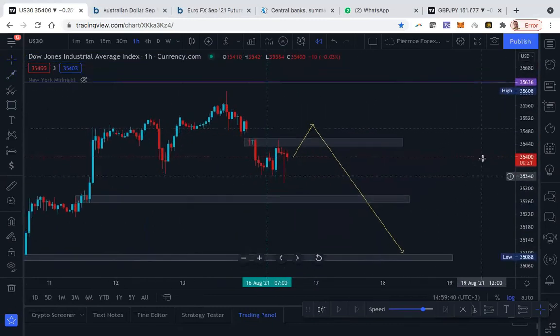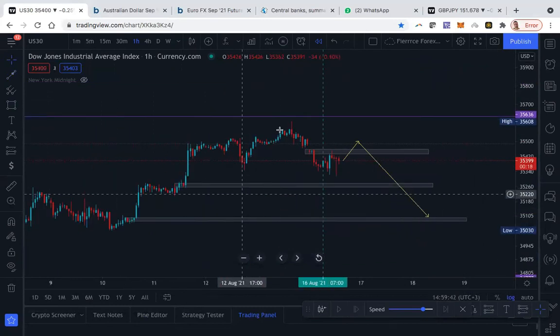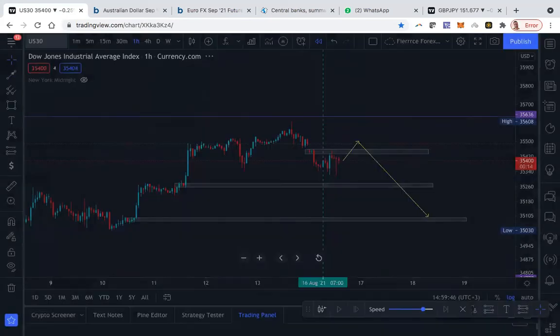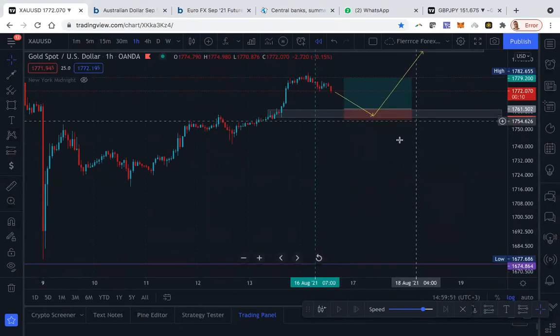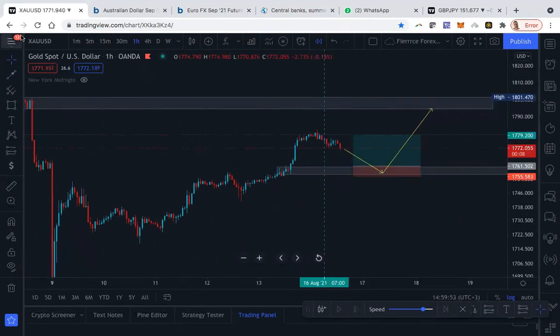But again, guys, we'll see how the market opens. But I'm generally bearish on US 30. I'm generally bullish on the bulls. Okay. So like I said, you can see retest continuation.